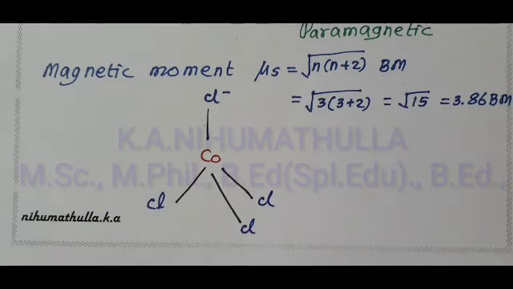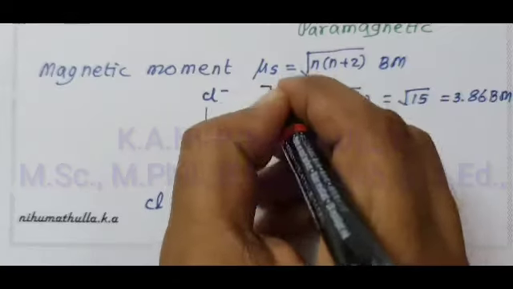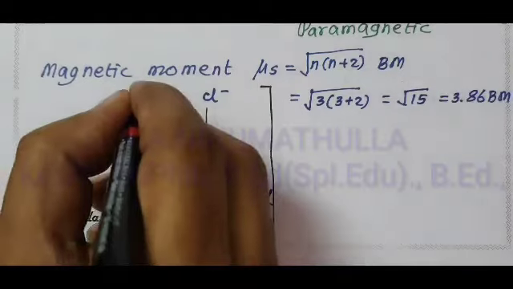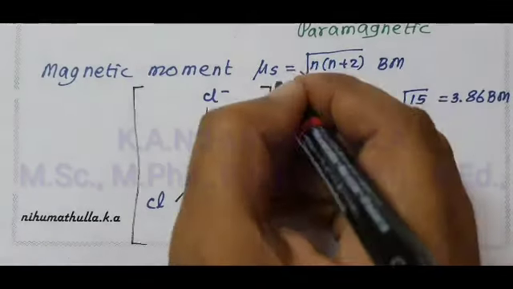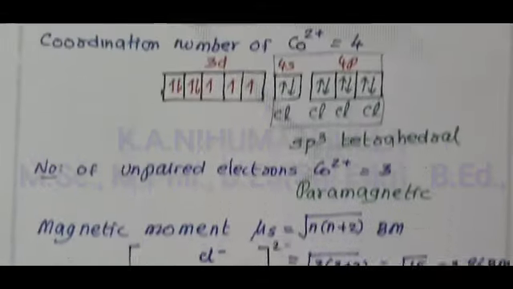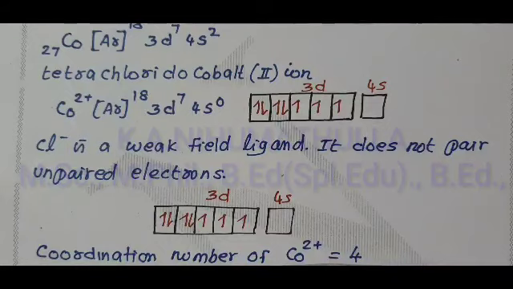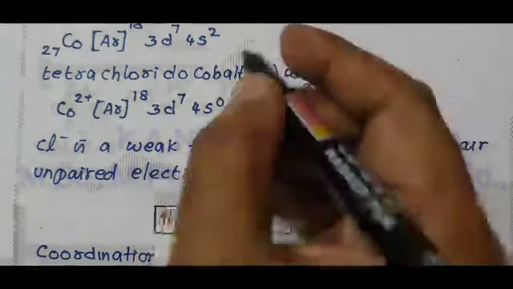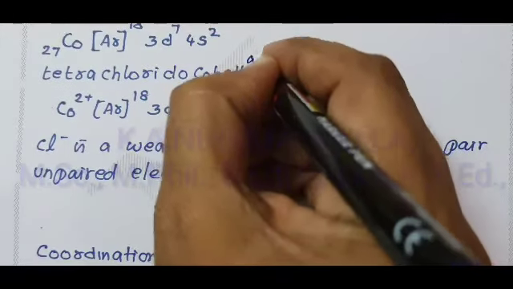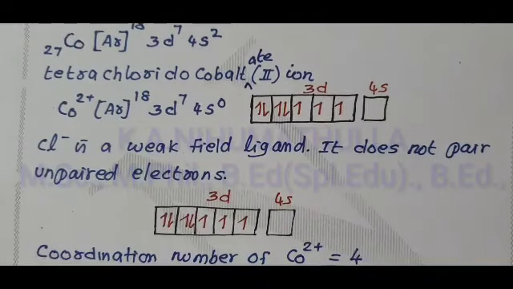The charge on the complex is 2 minus. Cobalt is in the 2+ oxidation state. Now, there is one change in the IUPAC name of this compound. The IUPAC name is tetrachlorido cobaltate(II) ion because it is an anionic complex.